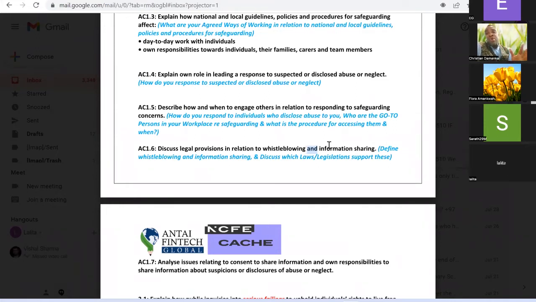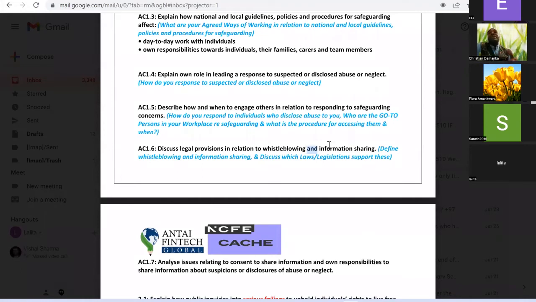What law is there to safeguard people who share relevant information? That is where there is a breach of confidentiality, and data protection and other related legislation. Simply, the question is asking you, so what you need to do to answer this question is this: first of all, define whistleblowing. What is the meaning of whistleblowing? Number two, define information sharing.